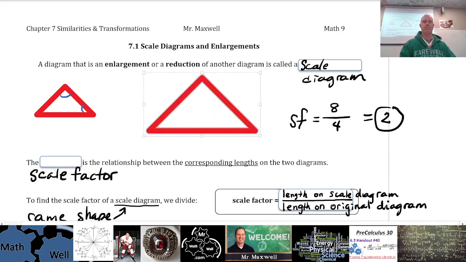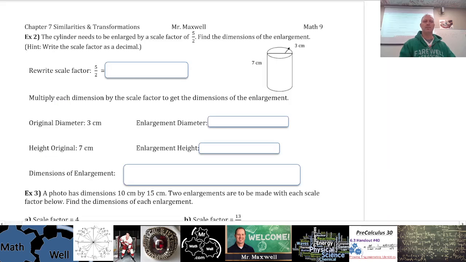All right? So today as we continue, let's take a look at example 2. The cylinder needs to be enlarged by a scale factor of 5/2. Find the dimensions of the enlargement. Hint, write the scale factor as a decimal. That might help. Okay. So you know how to work with fractions. You know how to multiply fractions, which is fine. You might want to write it as a decimal. It doesn't really matter. You can leave it as a fraction as well.